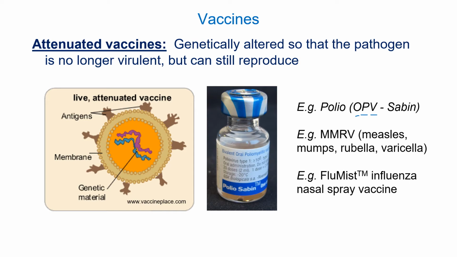The mumps, measles, rubella, varicella vaccine. This actually has 4 all in one shot. Previously it was mostly MMR. Now we have varicella in there as well, which is chickenpox. This also includes the flu mist. This is the nasal flu vaccine that's given to children. These are all live attenuated strains of these viruses.